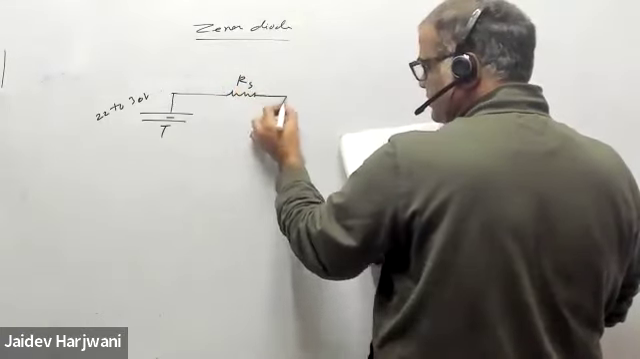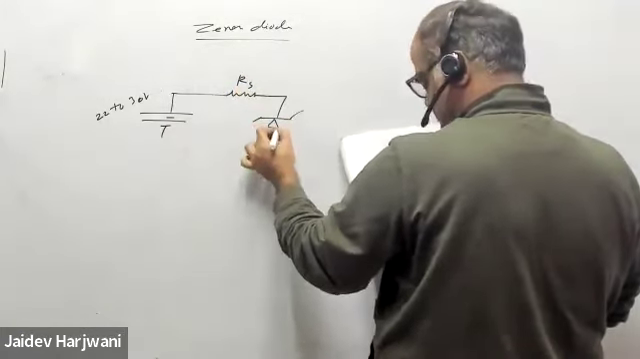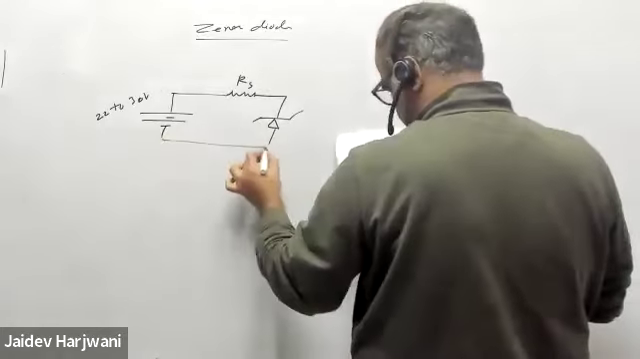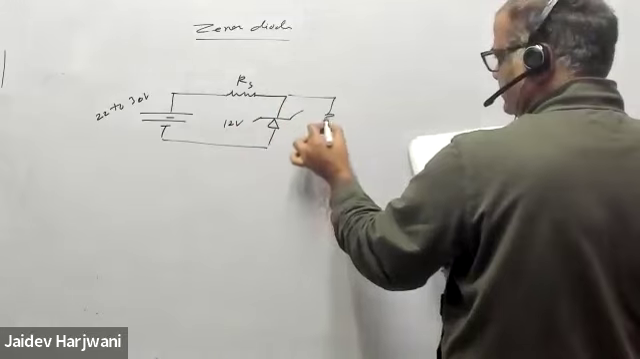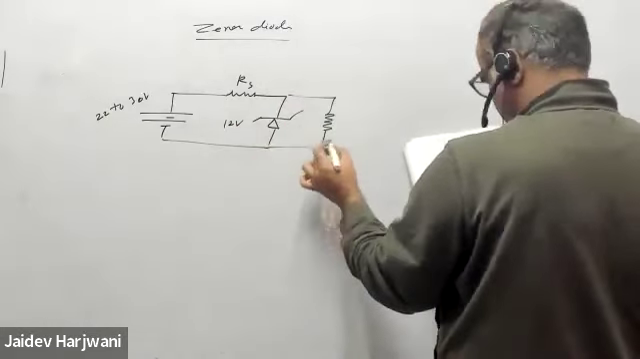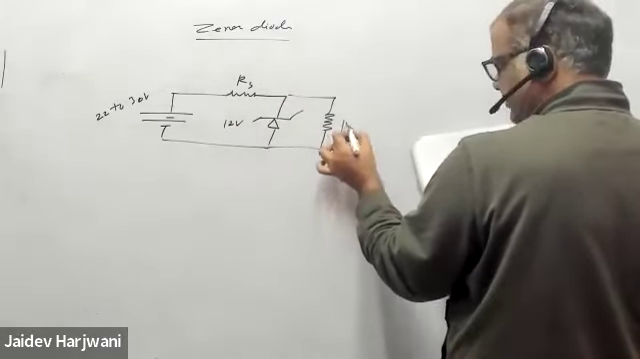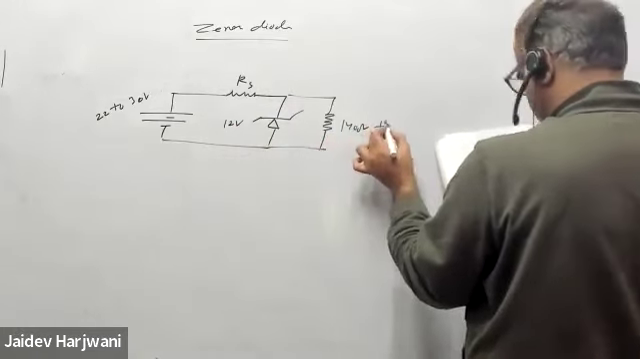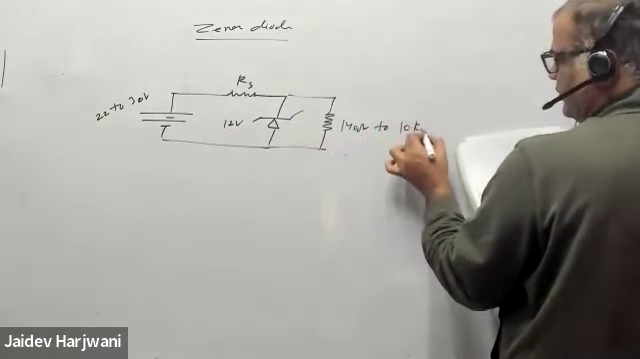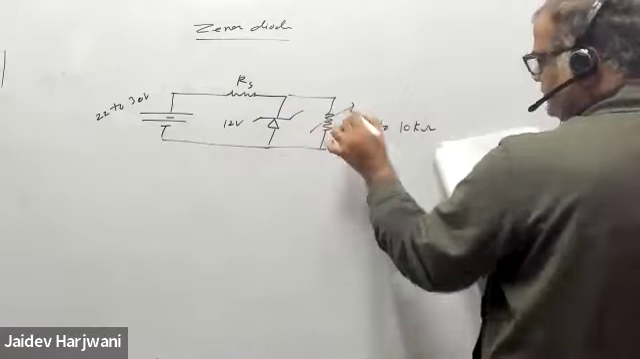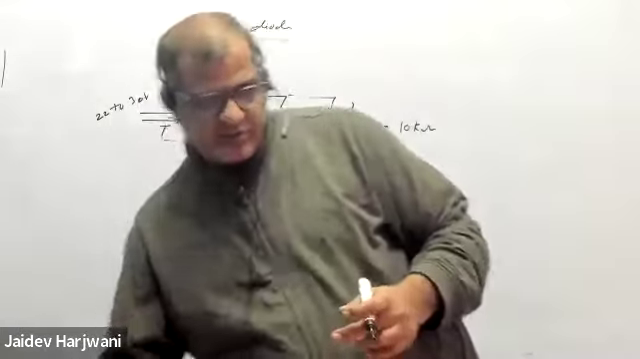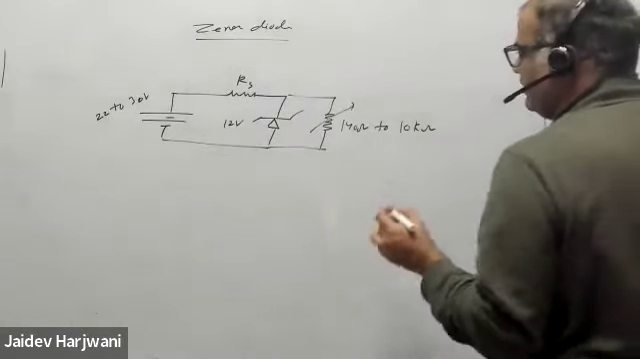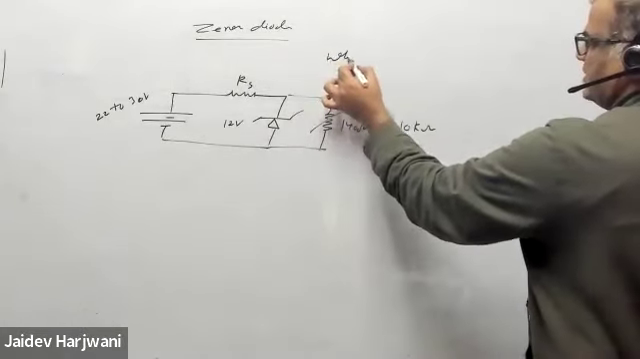RS, the Zener will be 12 volt, with a load of 140 ohm to 10 kilo ohm. What is RS max for this question? What is RS max?